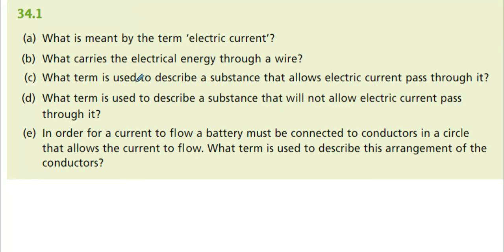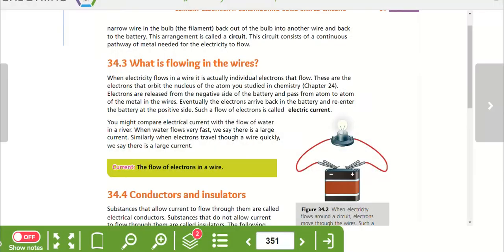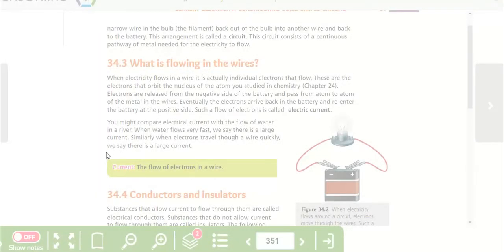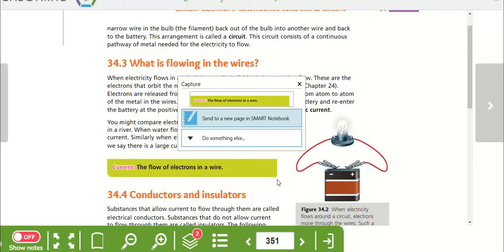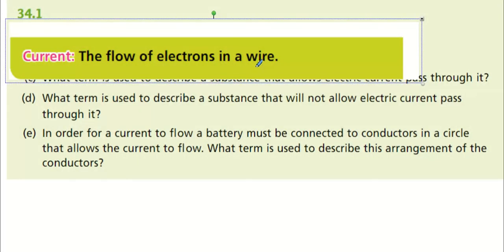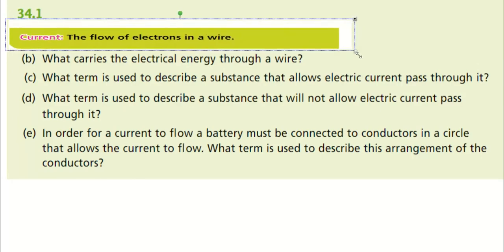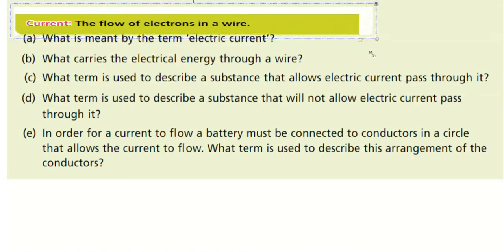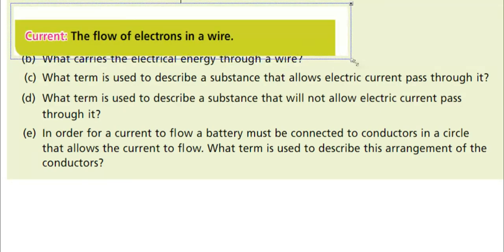Going to do some of these questions. First of all, what is meant by the term electric current? Well, we'll just dive into your book here and we can see that current is the flow of electrons in a wire. So we'll just grab that answer there, and that is what we would like to use for the first answer. Okay, so answer for question 1, current is the flow of electrons in a wire. Okay, there's my first answer done.